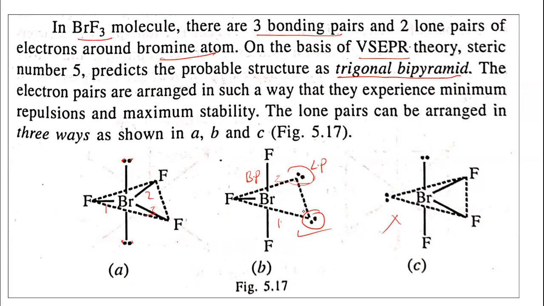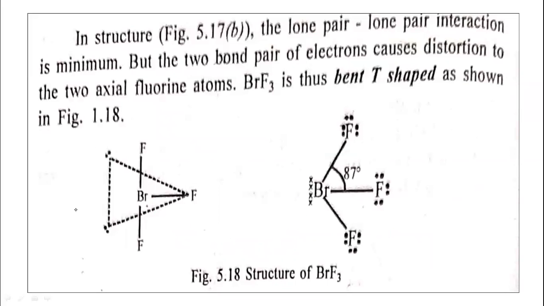So what is the actual structure of the BrF3 molecule? You can see here in structure B, the lone pair interaction is minimum, but the 2 bond pairs of electrons cause distortion to the axial fluorine atoms.